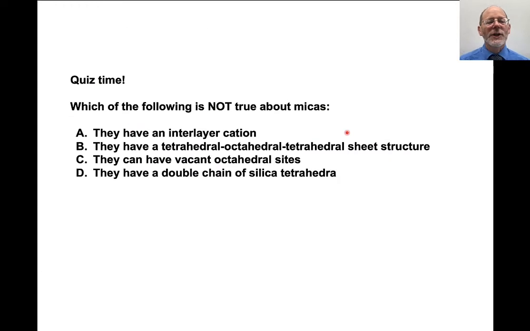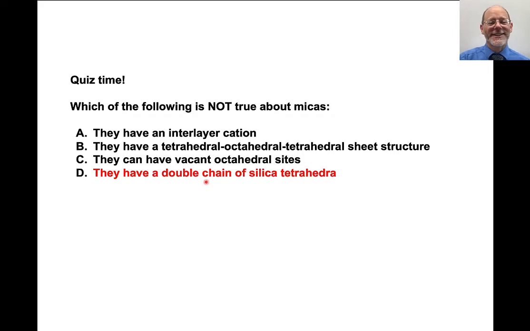Okay, which of the following is not true about micas? And the answer is they are not double-chain silicates. So this would be an amphibole. We'll get to that later.